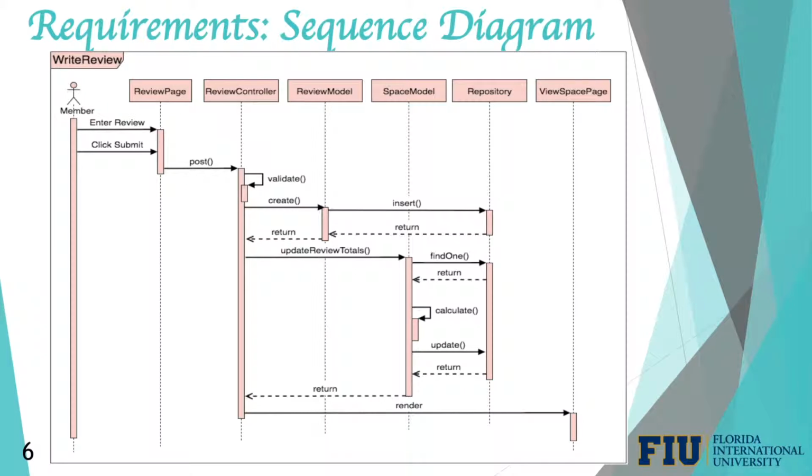a space in the database. The database then returns to the space model, and the space model then calculates the new average and the new total reviews. The space model then updates the space's average in the database, and the database returns to the space model, which then returns to the review controller. The review controller then renders the view space page.